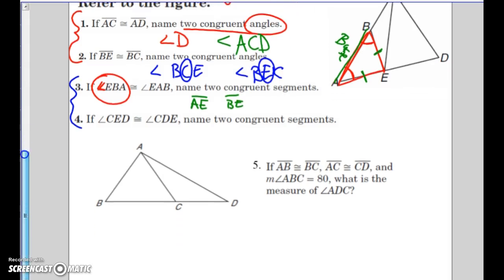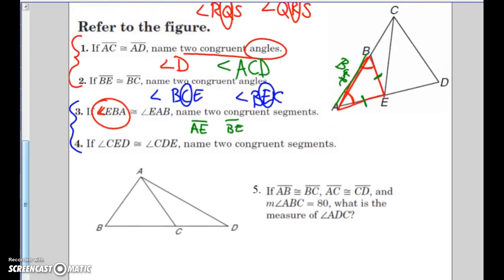Then on the next one, it has CED. CED is this angle right here. Wait, on ours we don't have an E. No, I did that on purpose. And then CDE. I just picked who I wanted to have an E and who didn't. I thought it would be fun. Oh, we're still looking at the bottom triangle. Oh, no.